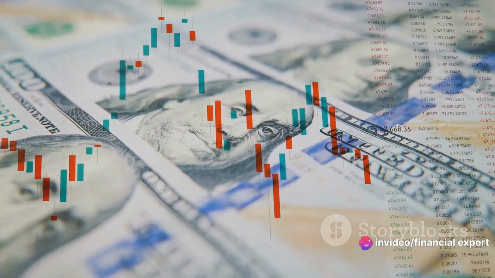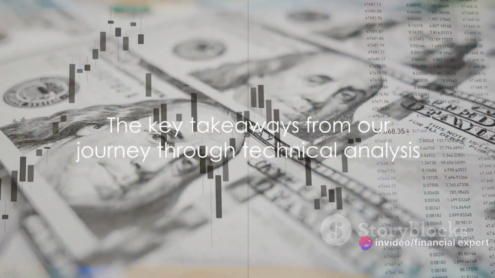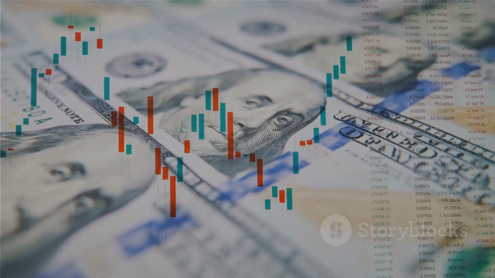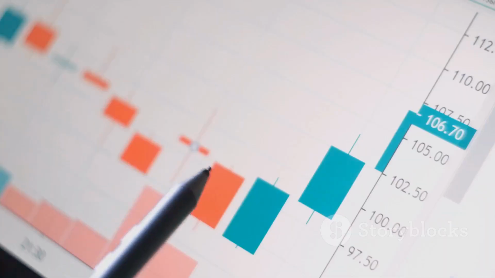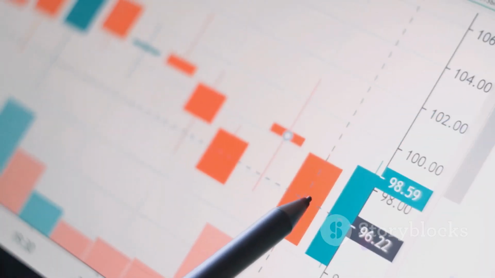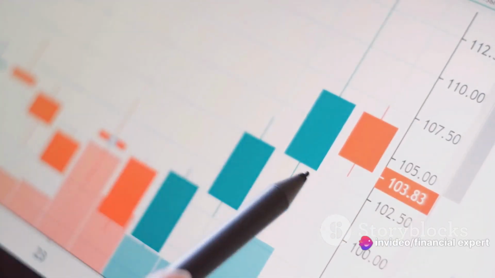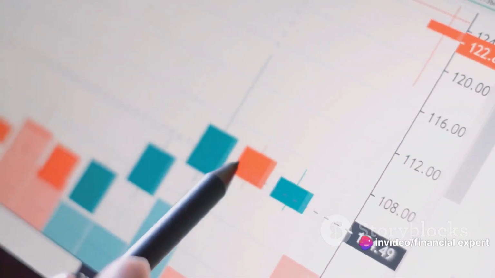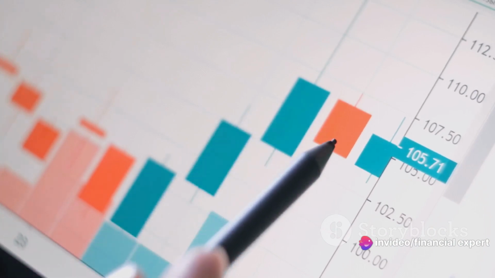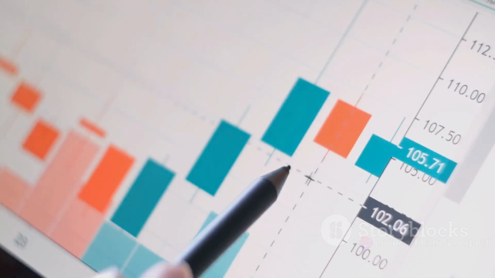What are the key takeaways? Well, we began by unraveling the intricate world of technical analysis. We've seen how it's not just about numbers and charts, but a comprehensive approach to understanding the market's heartbeat. It's a way to interpret the past, comprehend the present, and anticipate the future of market prices.